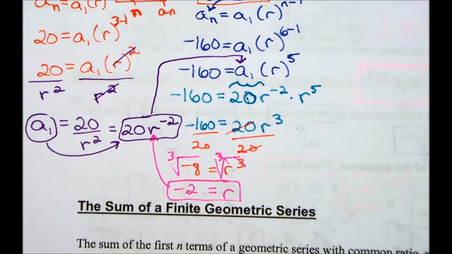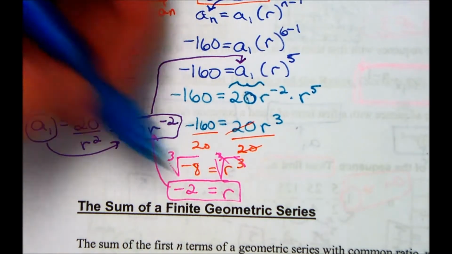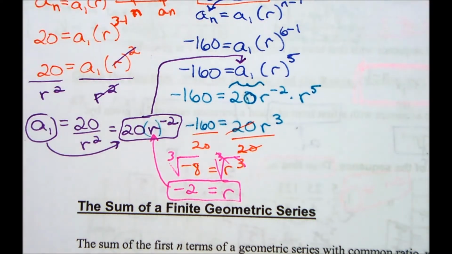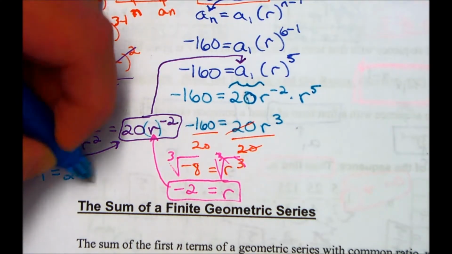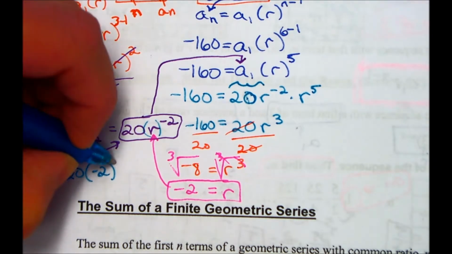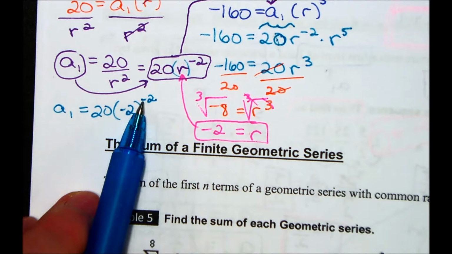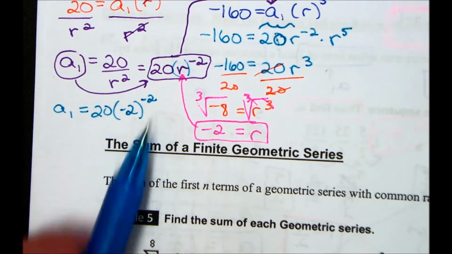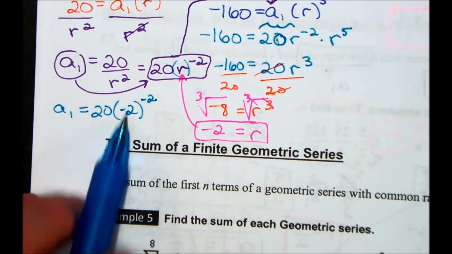So here's our equation. A sub 1 equals 20r to the negative 2 power. We just found r, so we're going to substitute that negative 2 in place of r. So a sub 1 is equal to 20, and then the r is negative 2, to the negative 2 power. Now it's a matter of simplifying this. You could put this in the calculator, but we're going to try to do it without. Take your negative 2 to the negative 2 power.